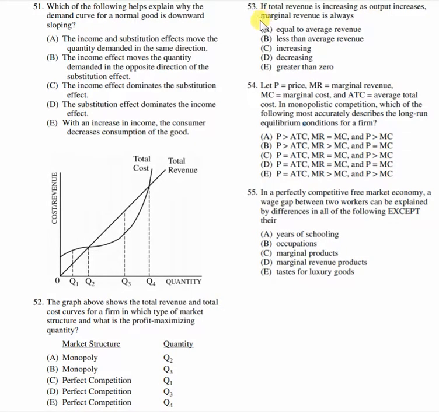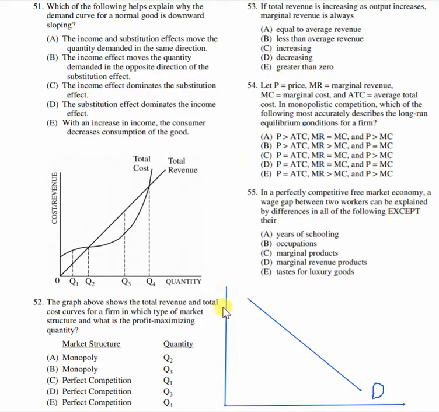Alright, we are back, number 51. Which of the following helps explain why the demand curve for normal goods is downward sloping? Alright, so let's make sure we go over a couple of the terms that we're going to need before we start. But in general, the reason why the demand curve is downward sloping, we've seen before, is the marginal utility.